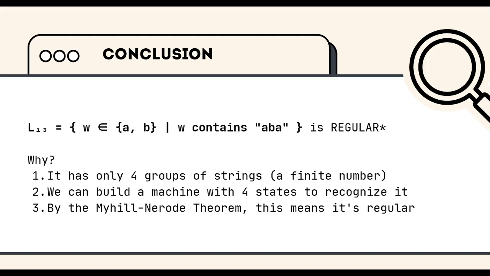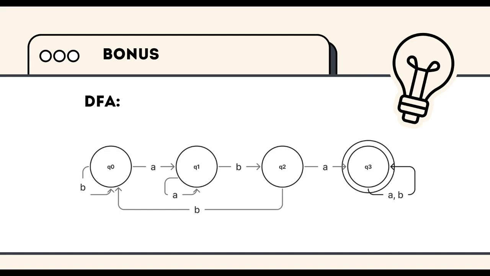So, L sub 13 is regular because it has only 4 equivalence classes, which is finite. By the Myhill theorem, this confirms our language is regular. This matches what we know. We can build a machine with 4 states to recognize this language. As a bonus, here's the DFA for this language with exactly 4 states corresponding to our 4 equivalence classes.